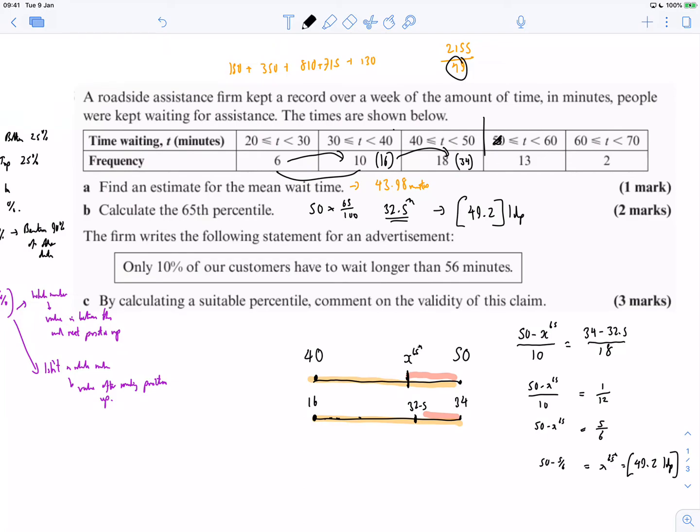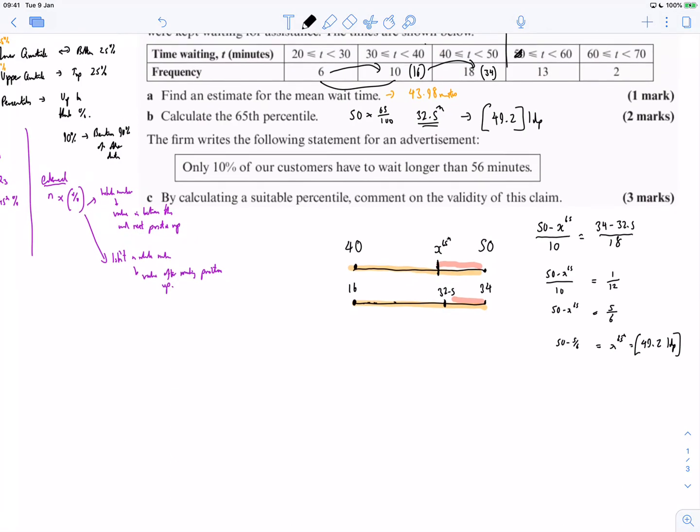Okay, the firm writes the following statement for an advertisement. Only 10% of customers have to wait longer than 56 minutes. By calculating a suitable percentile, comment on the validity of this claim. Okay, if 10% of customers have to wait longer than 56 minutes, then really we need to find the 90th percentile, where only 10% of them beat that, the rest of the 90%. So, same deal. n plus 1 is 50 times by 90%, which is 0.9. That's the 45th position.